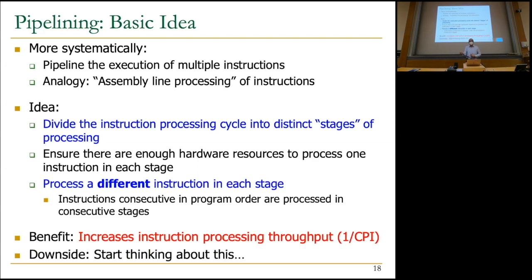So downsides, start thinking about this. Clearly, like with any idea, this is not going to come for free. We need to be very careful. Sometimes we may not be able to increase the instruction processing throughput because the pipeline and the programs are not going to be perfect, as we will see. Instructions will be dependent on each other. There will be control flow dependencies like branches. Start thinking about those. But also, we'll need to increase the hardware cost because of what I said over here: ensure there are enough hardware resources to process one instruction in each stage. Okay, so let's see that.